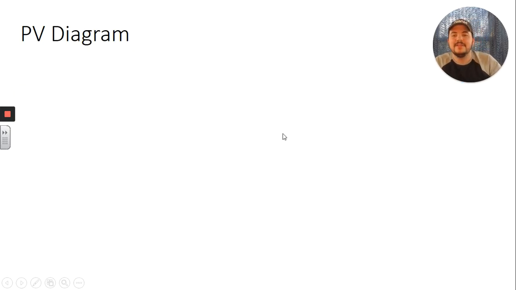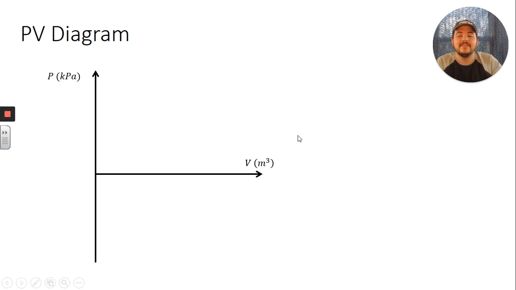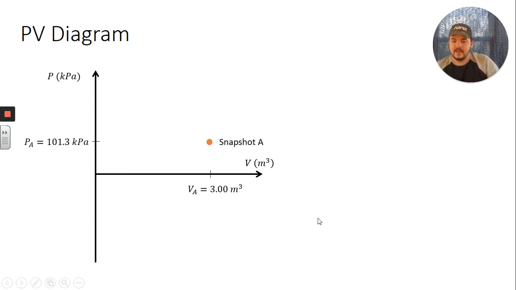Let's draw our PV diagram. PV diagram means graph pressure on the vertical axis versus volume on the horizontal axis. I'll use kilopascals for my pressure unit and cubic meters for my volume unit. State A, snapshot A. That was at the point where the volume was 3 cubic meters and the pressure was 101.3 kilopascals. So that's the point for this state. Everything in that state can be represented by this single point.